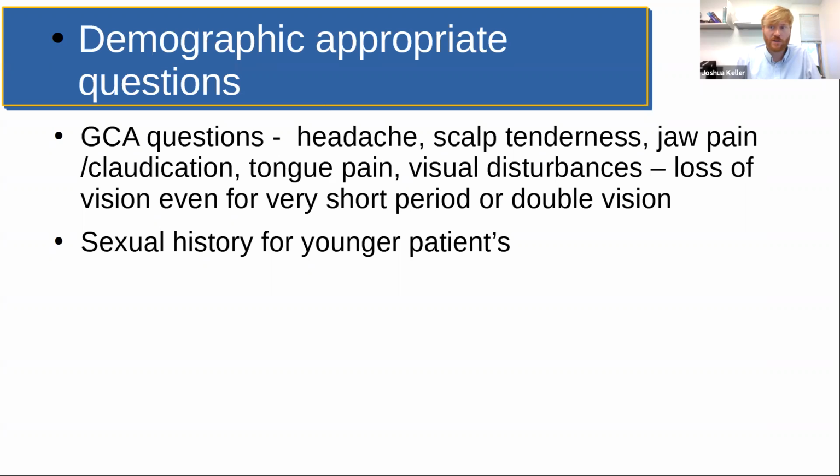And then the way I ask the vision questions is visual disturbances. I'll say, do you have any episodes where you lose vision in an eye, even for a very short period? Do you have any episodes of double vision? Any episodes where you feel like a shade is coming down, maybe it doesn't even go away all the way? You don't want to miss anything like that. And then for younger patients, you want to make sure you take a sexual history, because that has higher prevalence in that demographic.